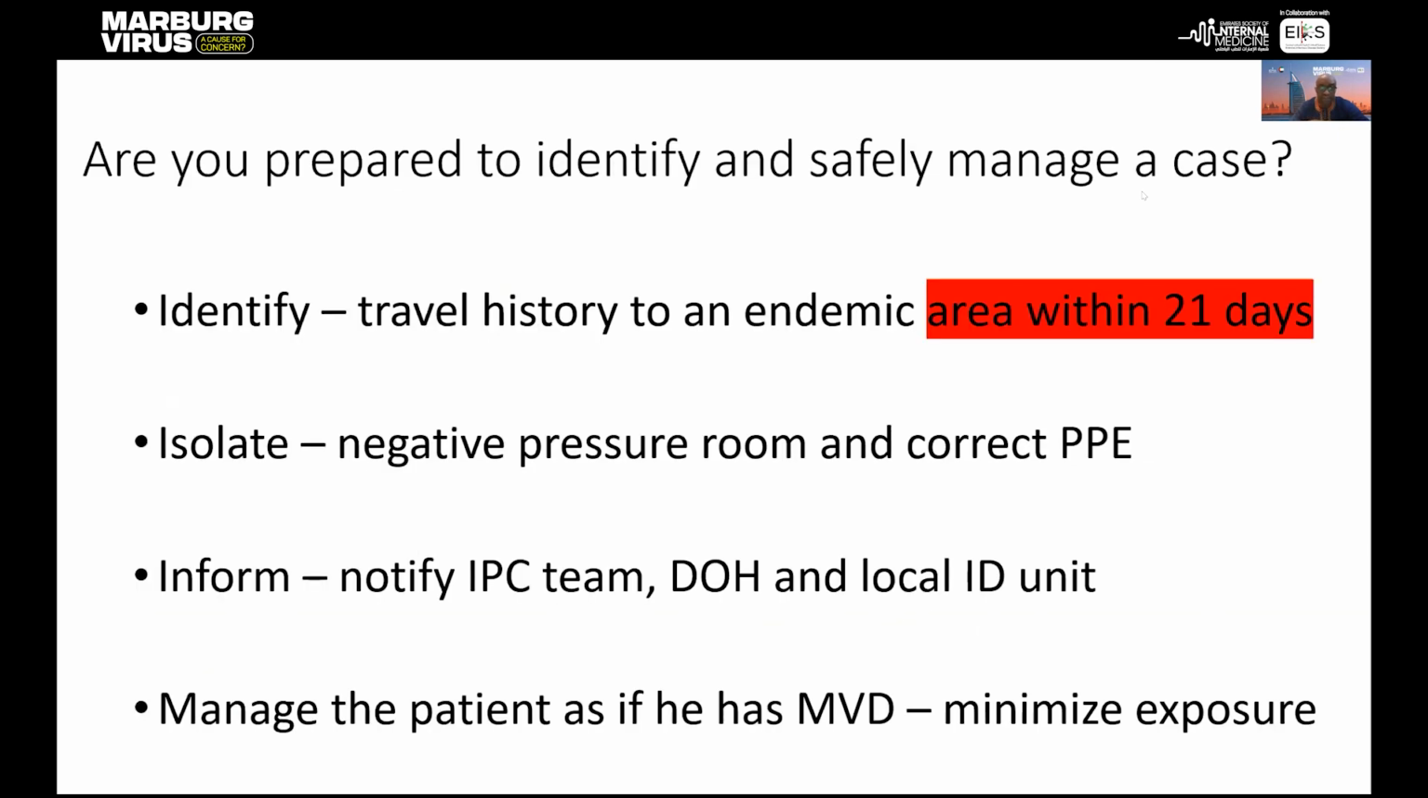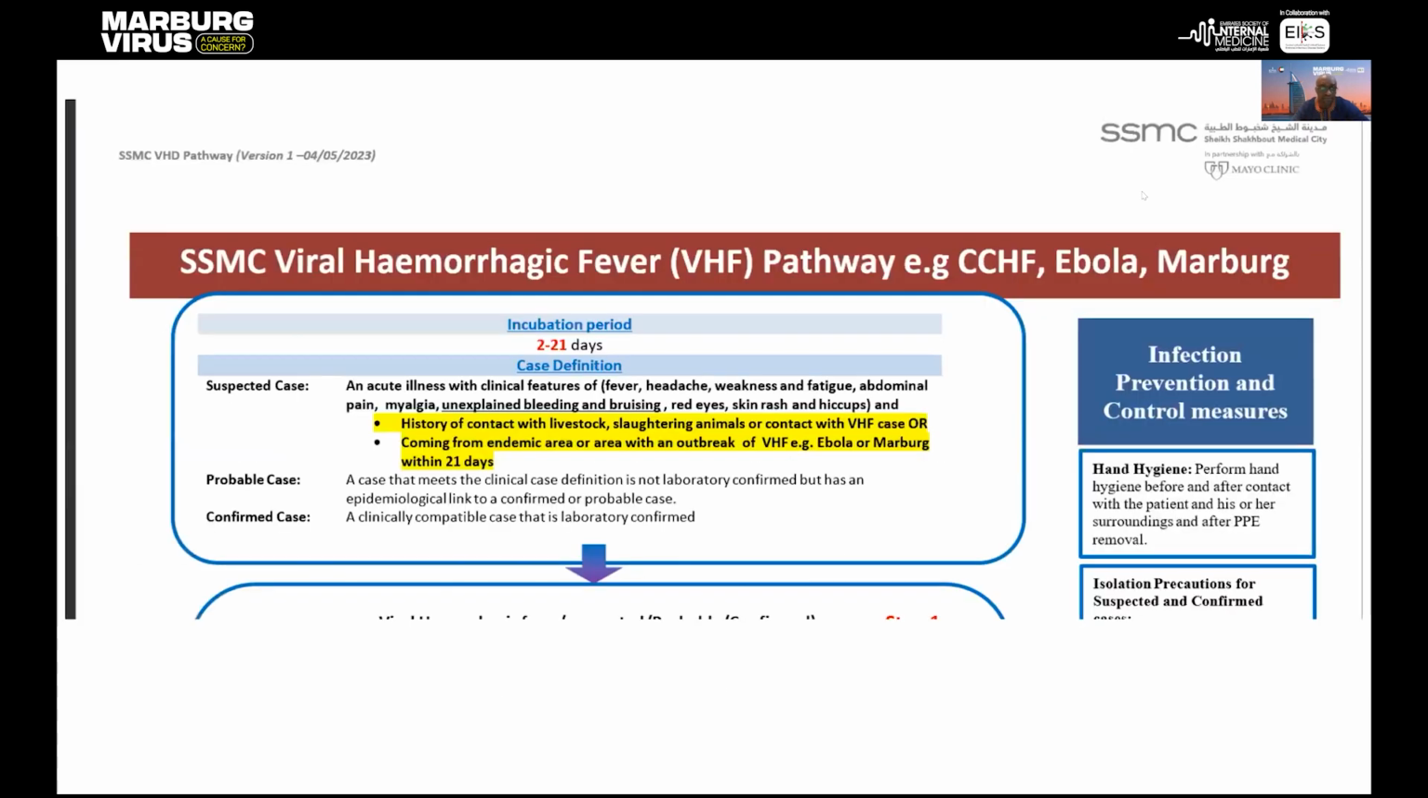So the first step to be prepared is to identify a patient with possible Marburg viral disease by taking a good travel history, coming from an endemic area within 21 days. You need to isolate the patient as your next step in a negative pressure room and use the correct PPE, which Jennifer will come to, and then inform the right people. Notify your infection prevention control team, notify the Department of Health, your ID team if you have one, or your local ID unit, and manage the patient as if the patient has Marburg viral disease to minimize exposure. Don't expose staff and hope for the best.